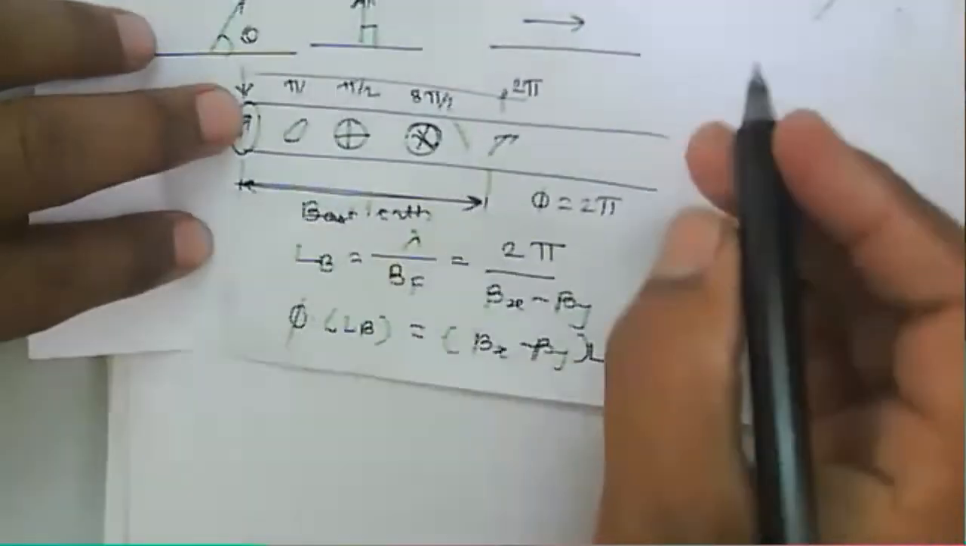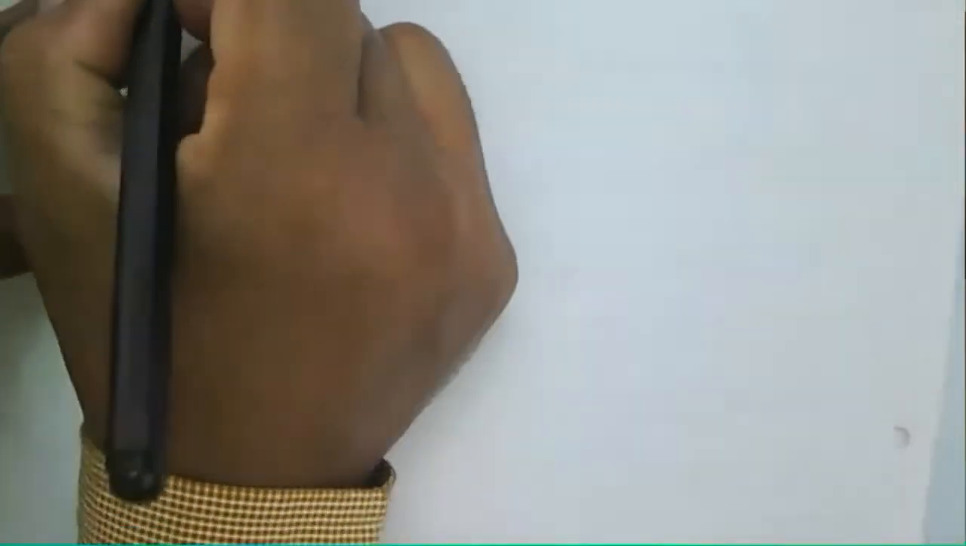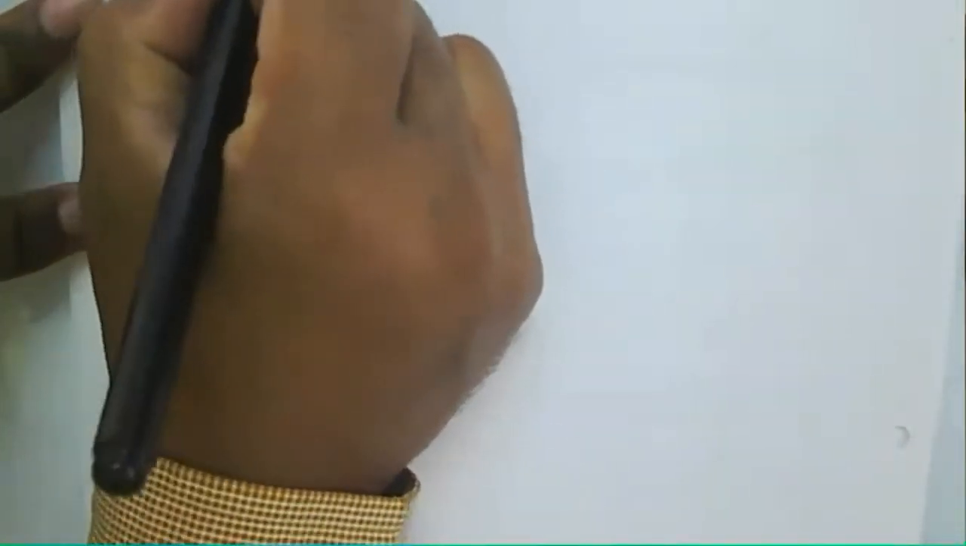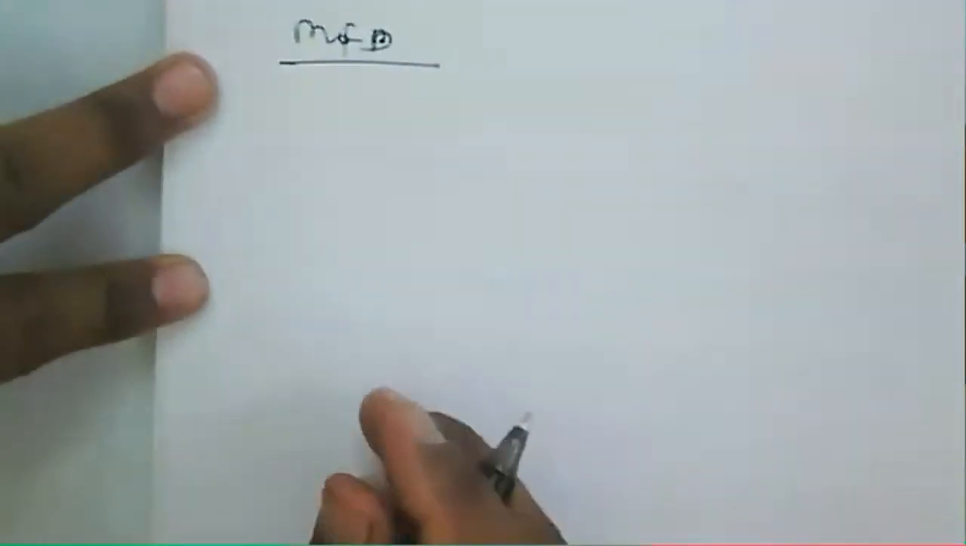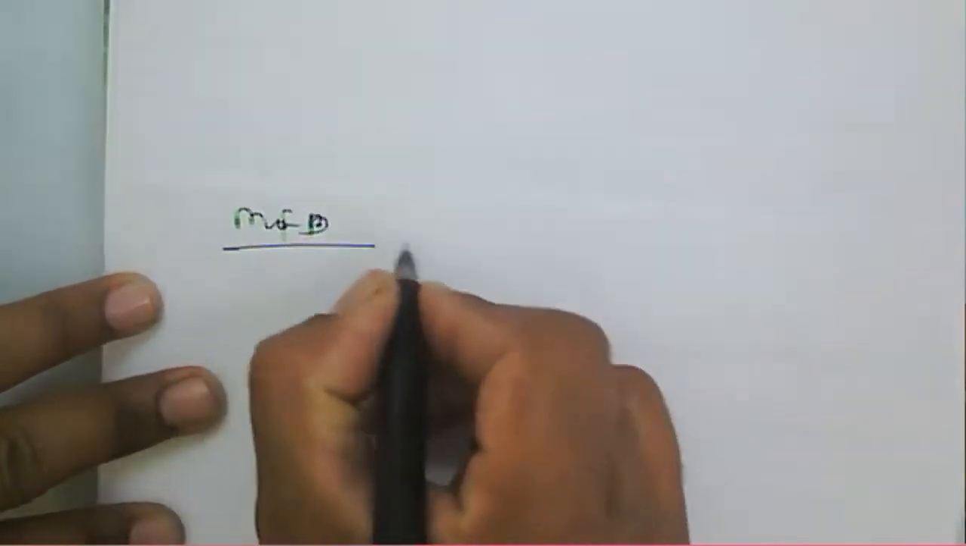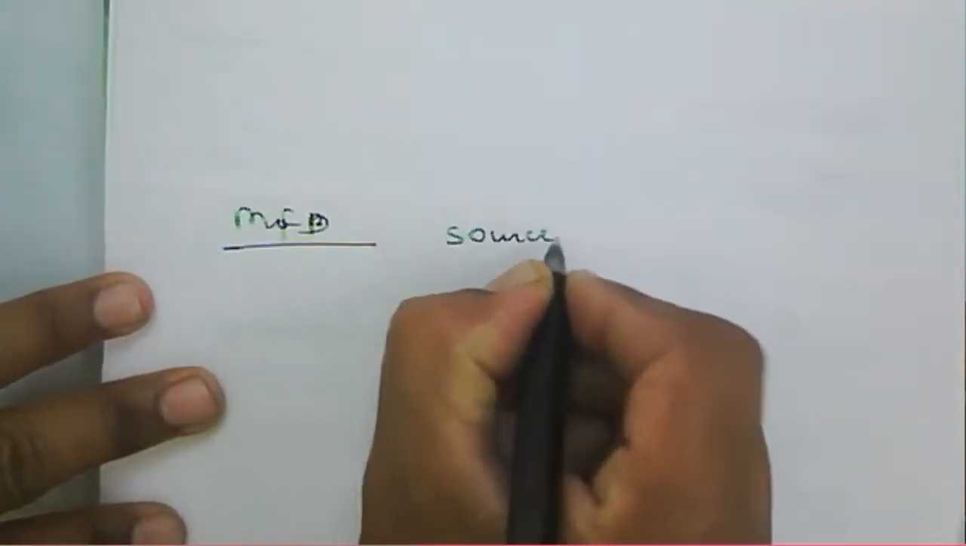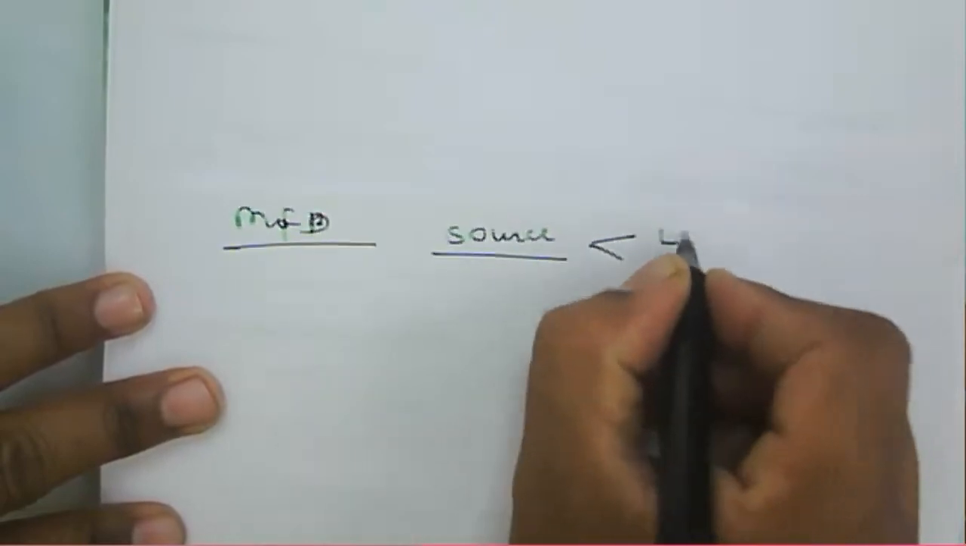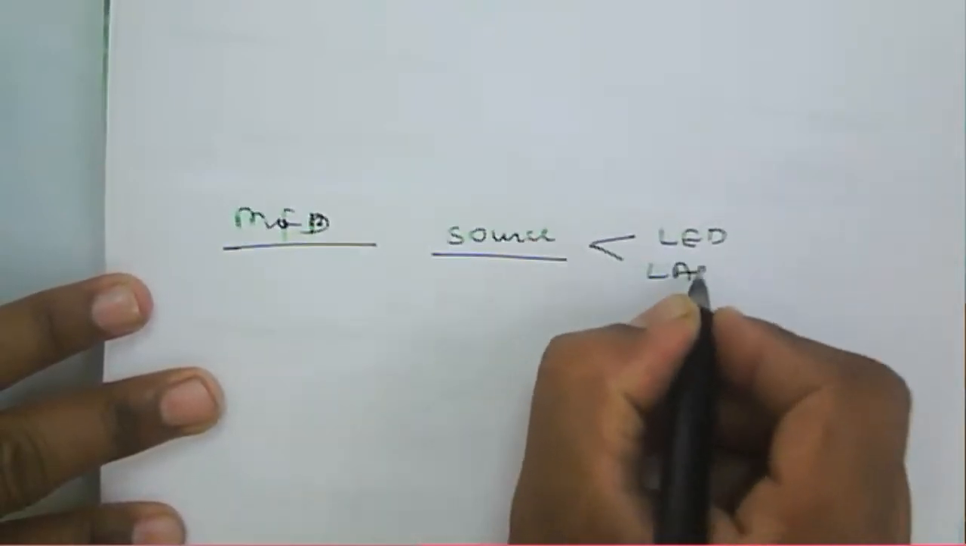Now, when we couple a fiber, we should know what the mode field diameter of the fiber is. The mode field diameter depends upon what type of source we are using, whether we are using an LED or a laser.